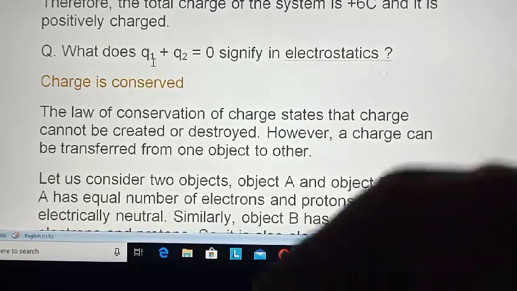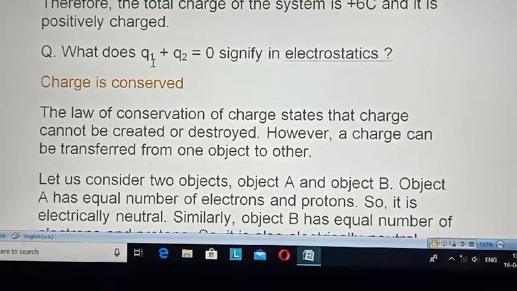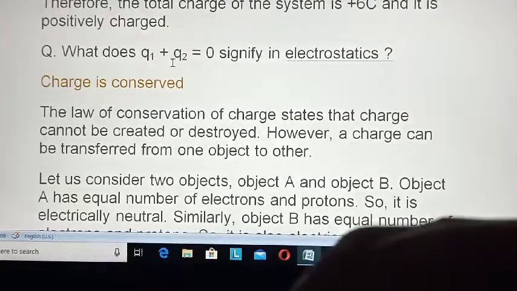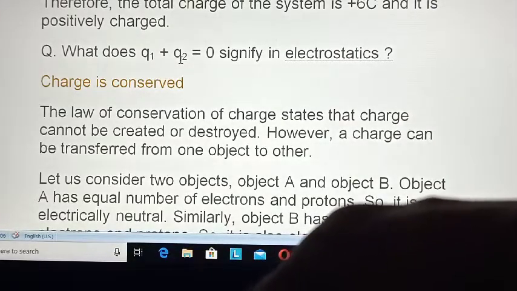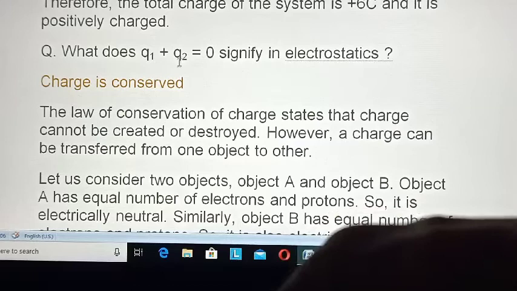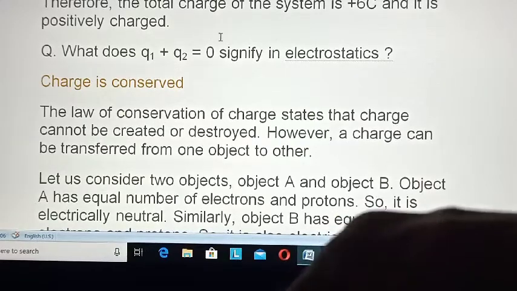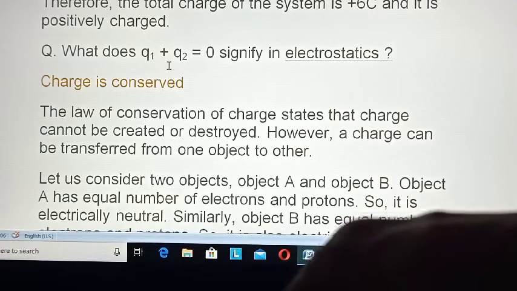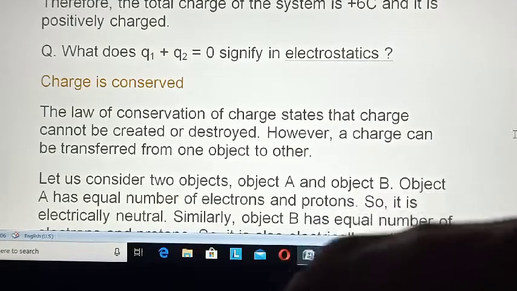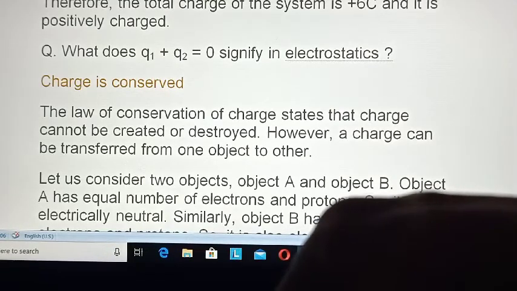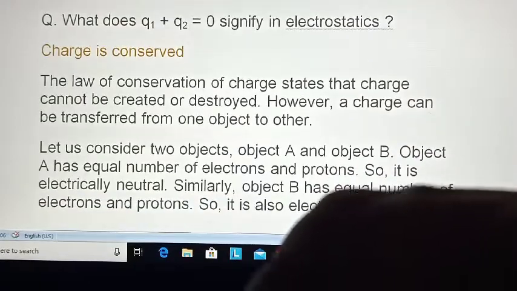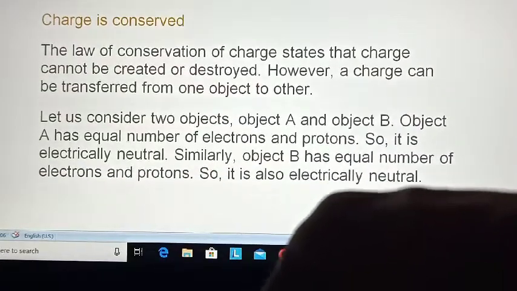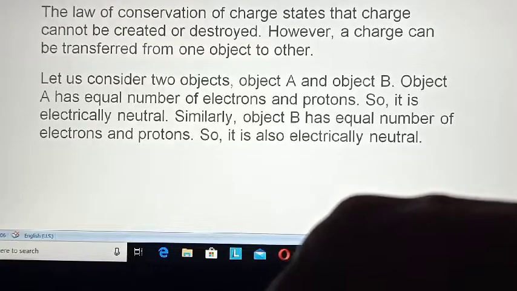Like if q1 is equal to 5 microcoulomb, then q2 also should be equal to minus 5 microcoulomb, such that total charge of the system is equal to 0. So algebraic addition, you have to see 5 plus minus 5 is equal to 0. So this is what is additivity of charge. The summary is charges are algebraically addable.